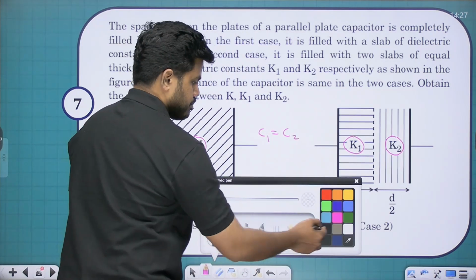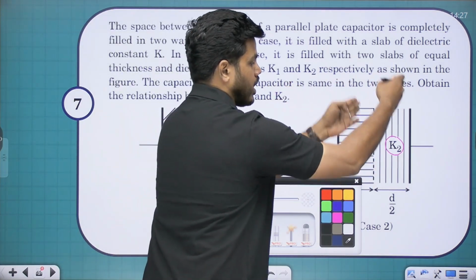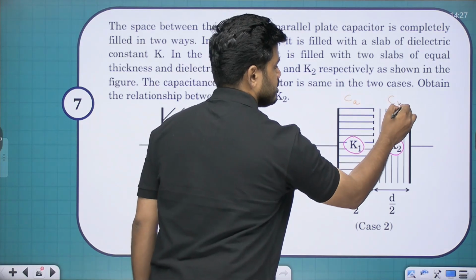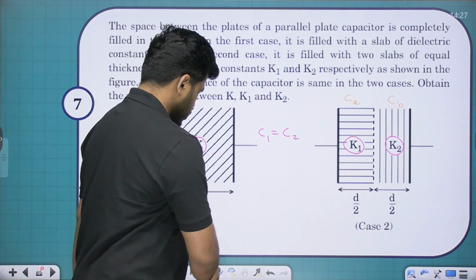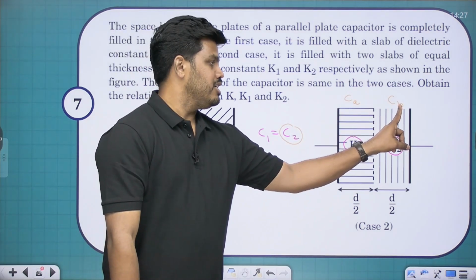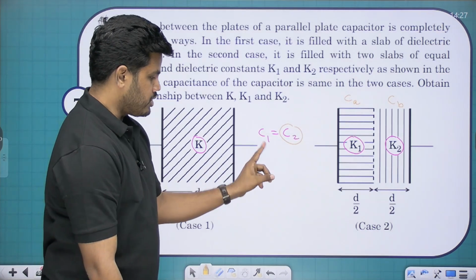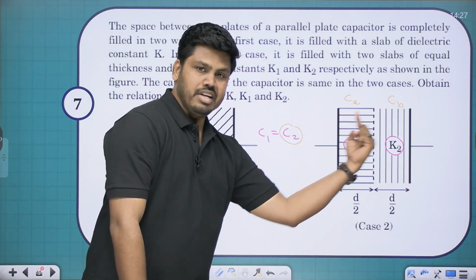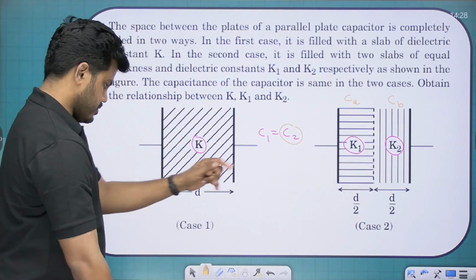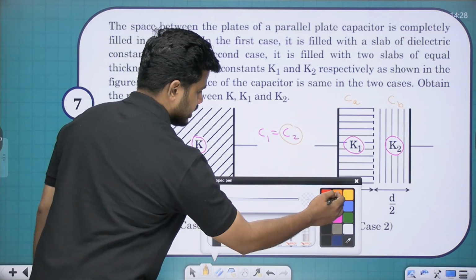We will consider this capacitor as a series, end-to-end combination of two capacitors, CA and CB. So C2 is going to be equal to the equivalent of CA and CB in series. We will find the expression for C1, then C2 using this technique, and equate them. We will get the relation between K, K1 and K2. Let us do it fast.